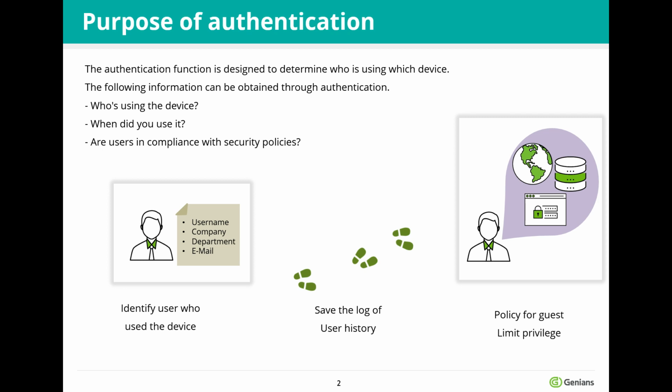One of the reasons for authentication is to identify who used which device, and when the user used the device, and to verify and record that you are satisfied with the internal security policy. It also assigns permission for each user to access the network by role. For example, if it is a guest, the internal network cannot be accessed and they can only access the internet.